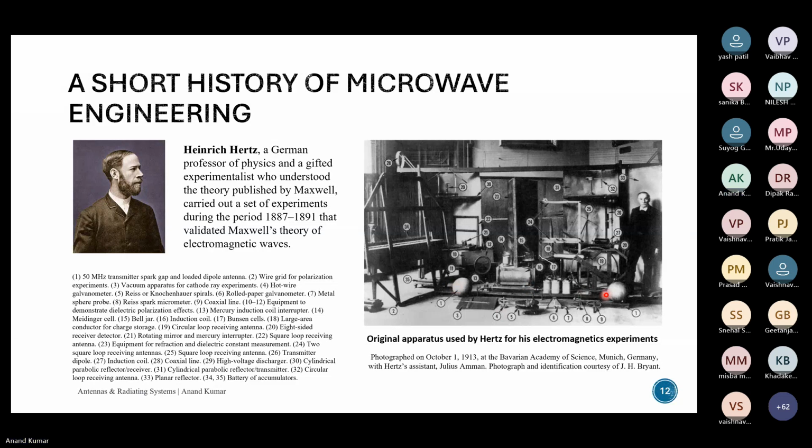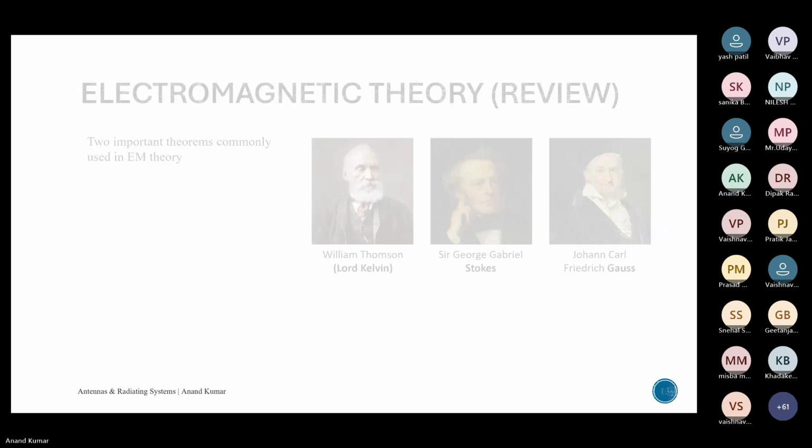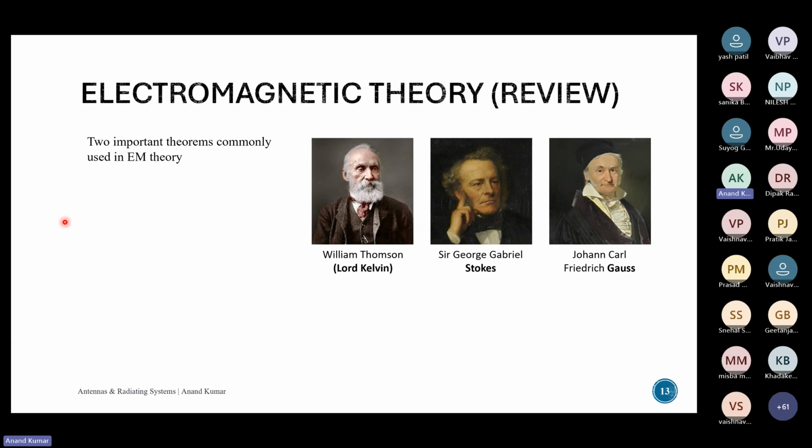So this is the setup of the experiment, and the first antenna was designed, and this is how they verified the Maxwell's equations. And here is Heinrich Hertz. Yeah. And so next, the important people were Lord Kelvin, whose real name was William Thomson, and Sir George Gabriel Stokes and Johann Carl Friedrich Gauss.